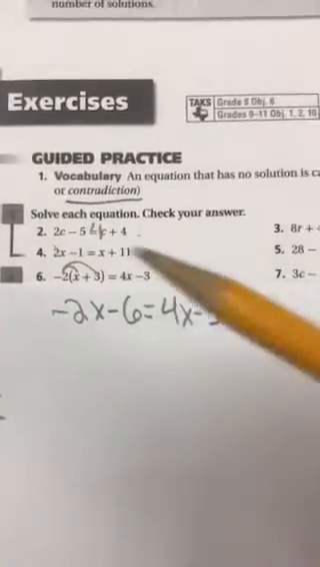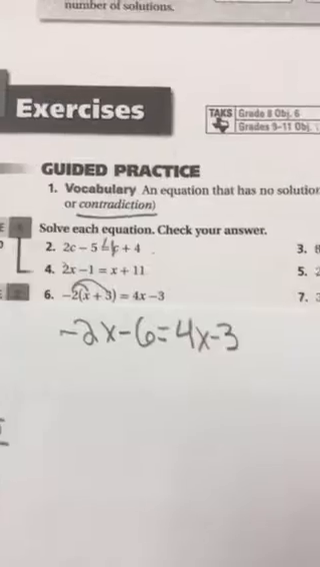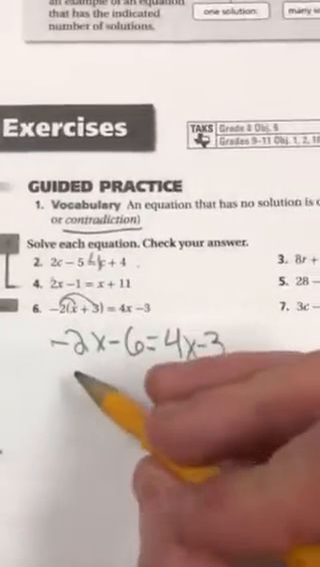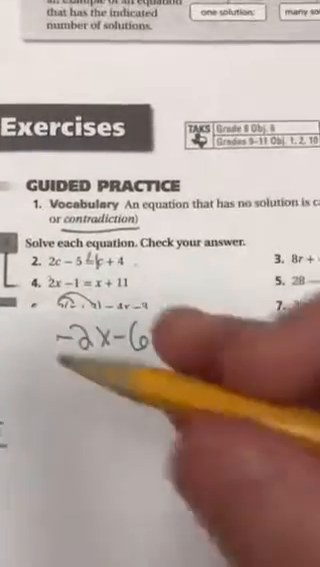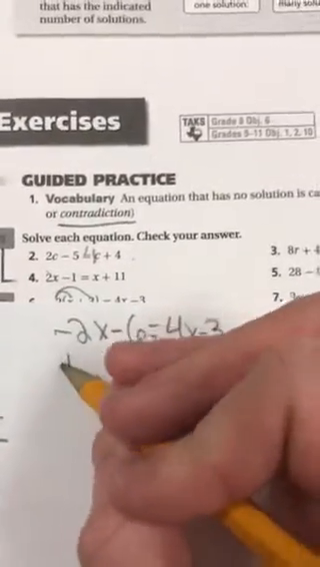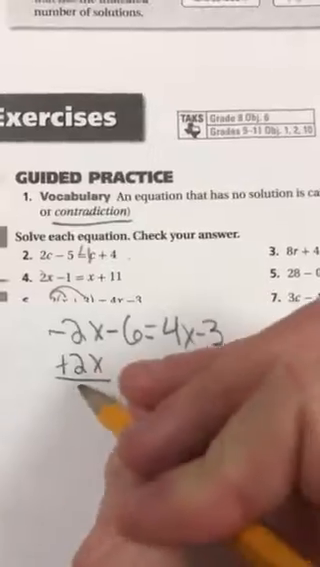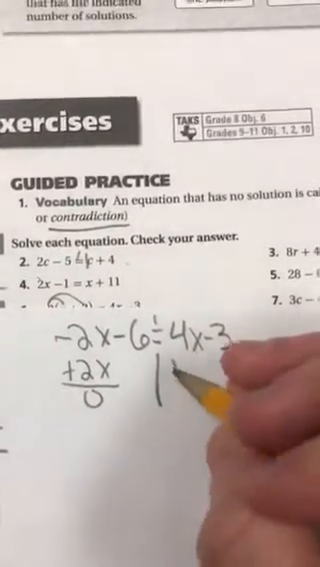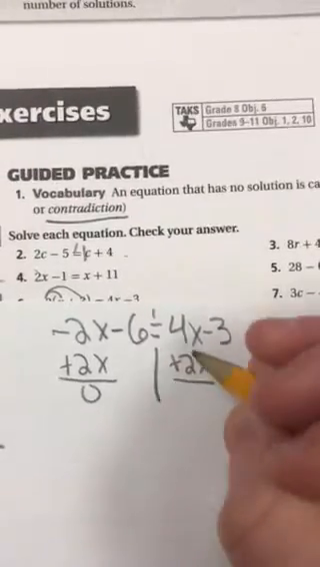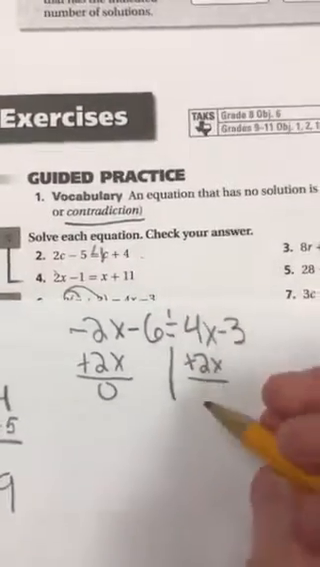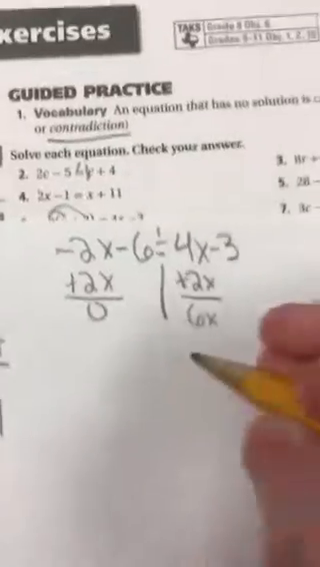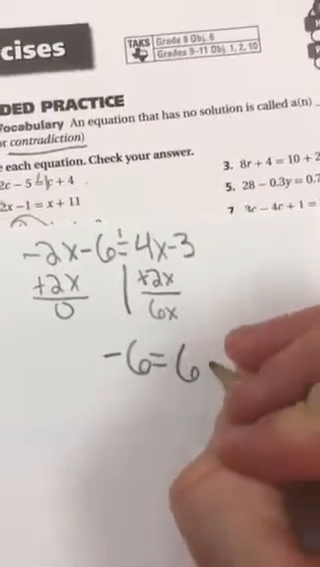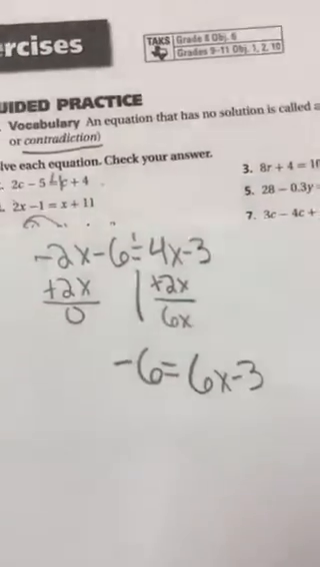Like I said in the last problem, we want to have a positive variable to deal with because it makes everything a lot easier. So let's get the smaller one onto the other side. The opposite of a negative 2x, say positive 2x, gives us 0. What we do to one side of the equal sign, we do to the other. Remember, we just add the coefficients. So we have 6x. I'll rewrite it now: negative 6 equals 6x minus 3.